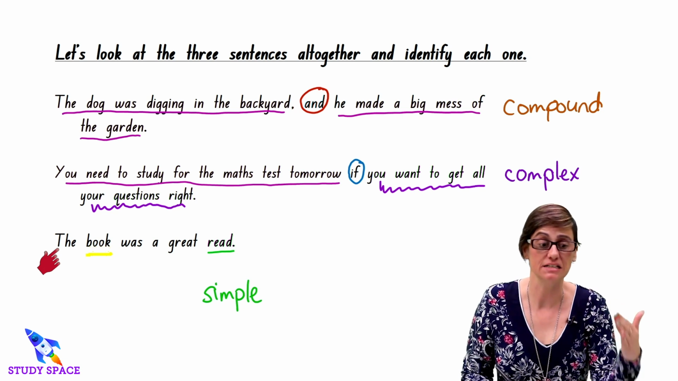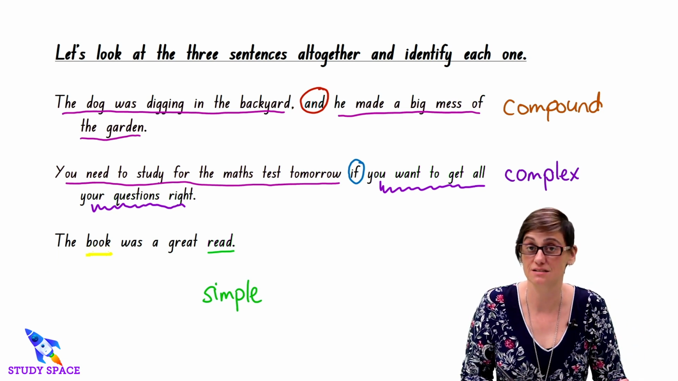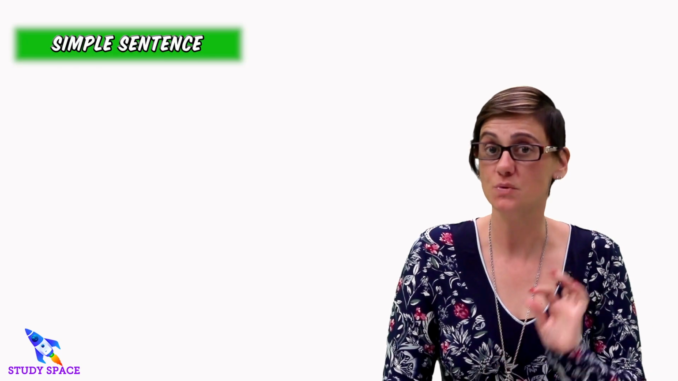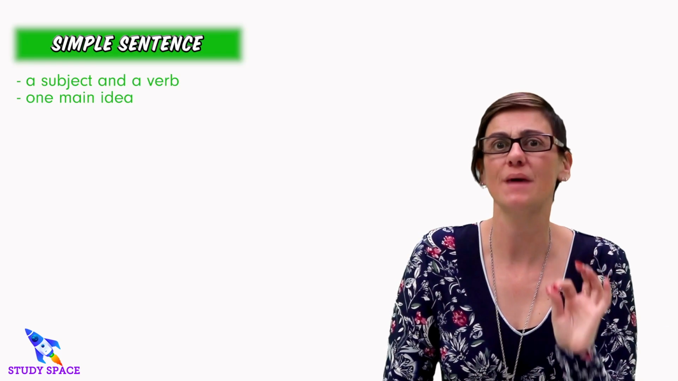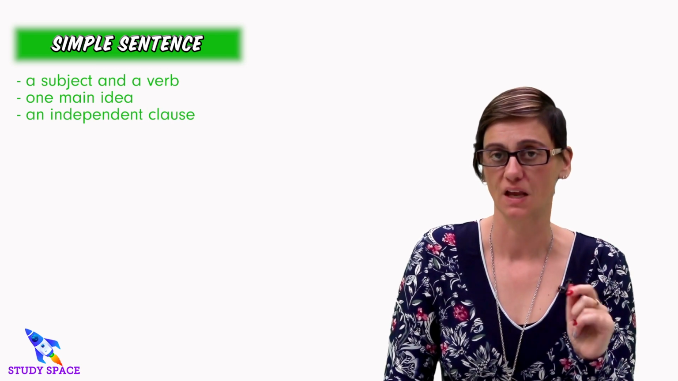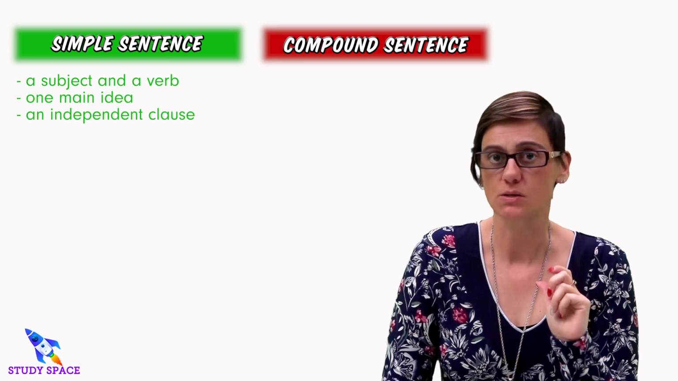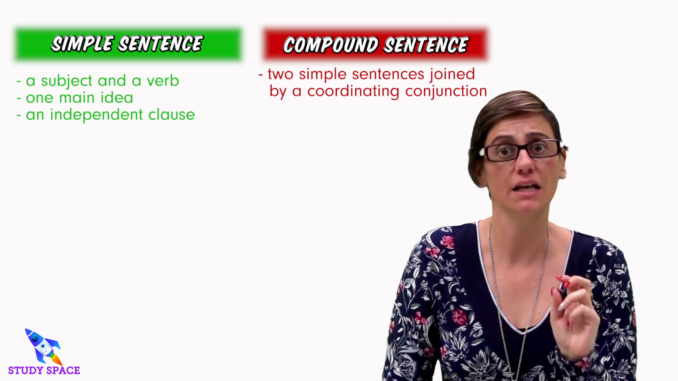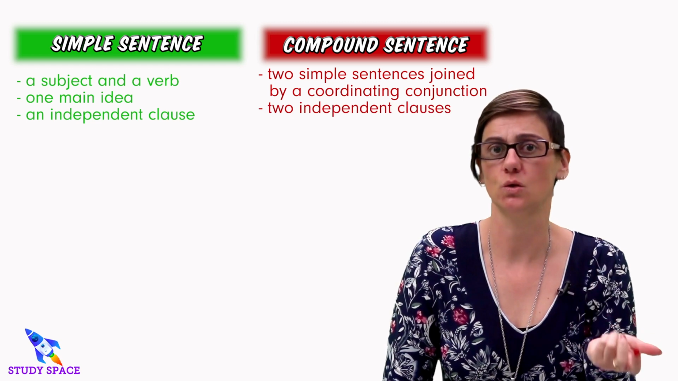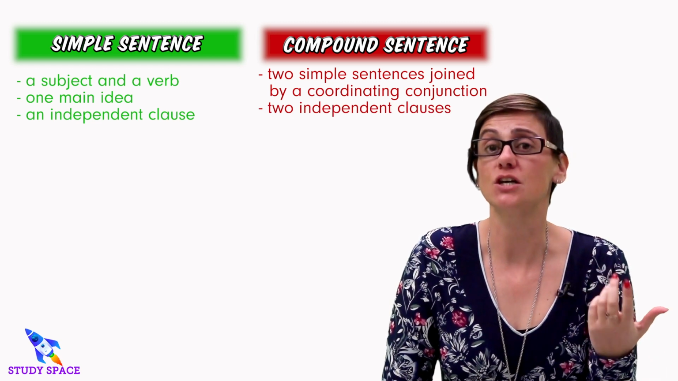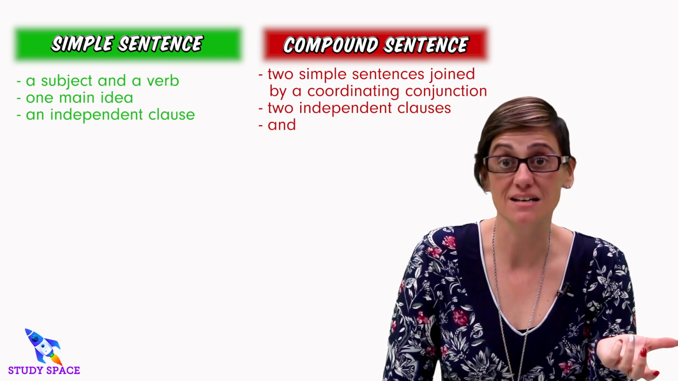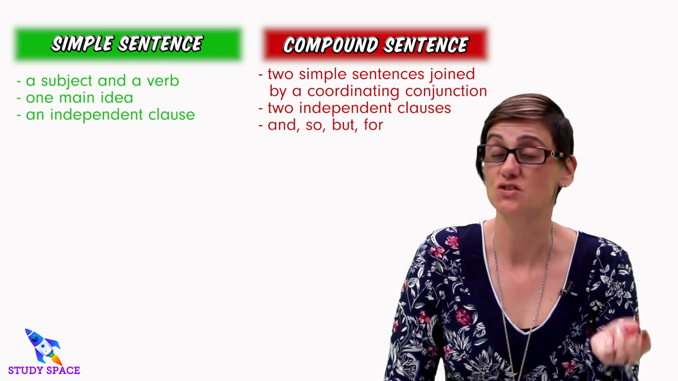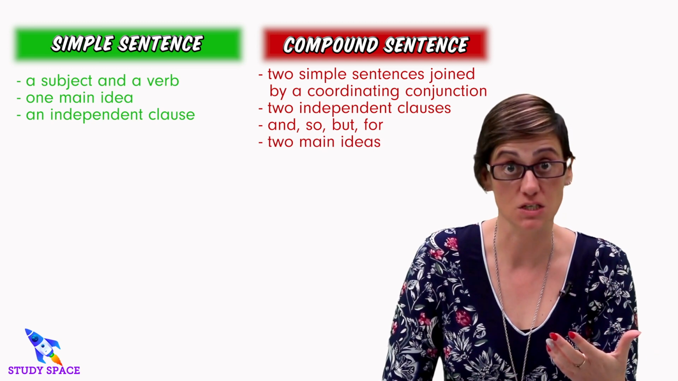So there are three different types of sentences. So let's go over the three different types of sentences, boys and girls. So the first one is a simple sentence, okay? And a simple sentence has a subject and a verb, so one main idea or an independent clause. Then we have a compound sentence. So a compound sentence is two simple sentences joined by a coordinating conjunction or two independent clauses, okay? And using a conjunction with words such as and, so, but, for. So two ideas that can stand by themselves.